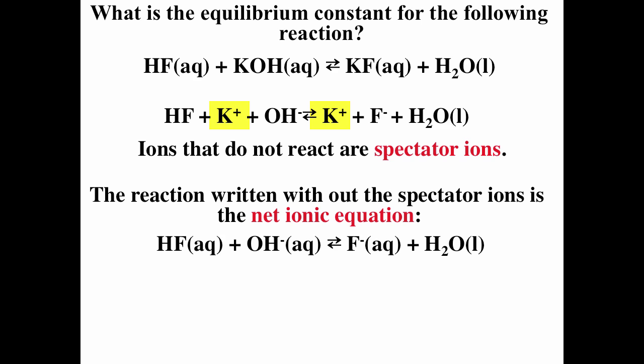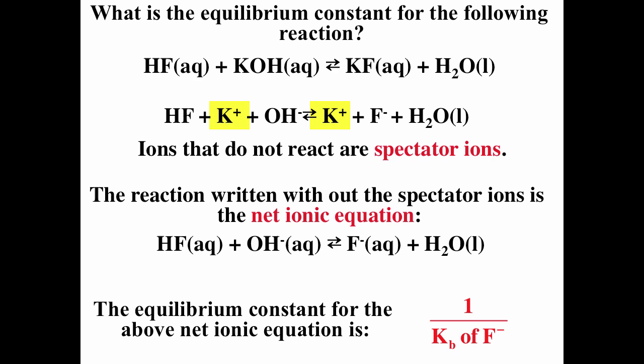Now, if we look at this one, we notice that we have hydroxide as a reactant. So that tells us, okay, 1 over Kb. If we look on the other side of hydroxide, we see the fluoride ion. And so the equilibrium constant for this should be 1 over Kb of the fluoride ion. And so again, we started with that reaction on top. We found the net ionic equation. We found the equilibrium constant for the net ionic equation. And so that equilibrium constant is for the net ionic equation and for the reaction that we started with.